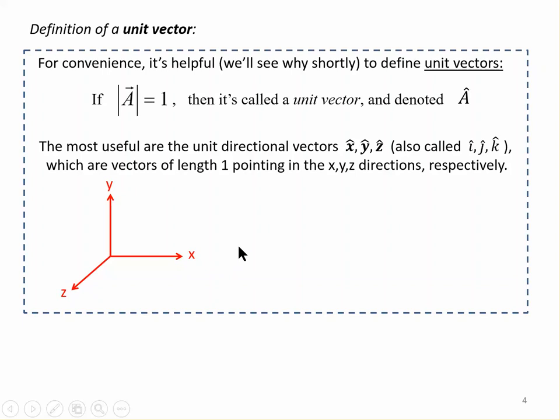So I can define these so-called unit directional vectors. I'll denote them x hat, y hat, and z hat. X hat is a unit vector of length 1 that points along the x-axis. Y hat is a unit vector that points in the y direction. And z hat is a unit vector that points in the z direction.